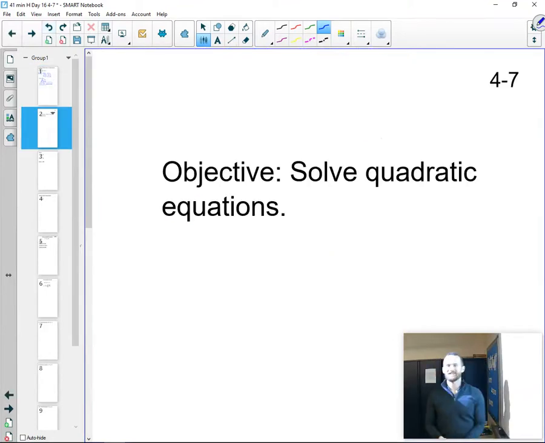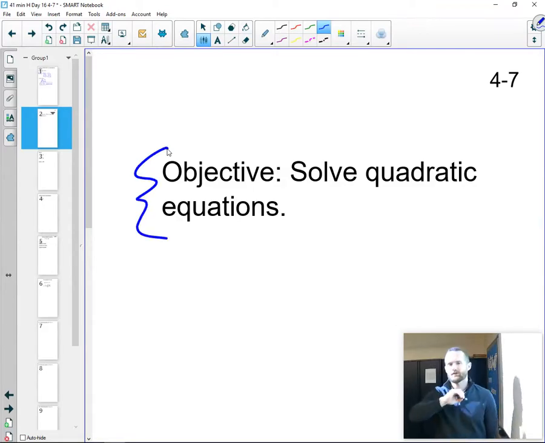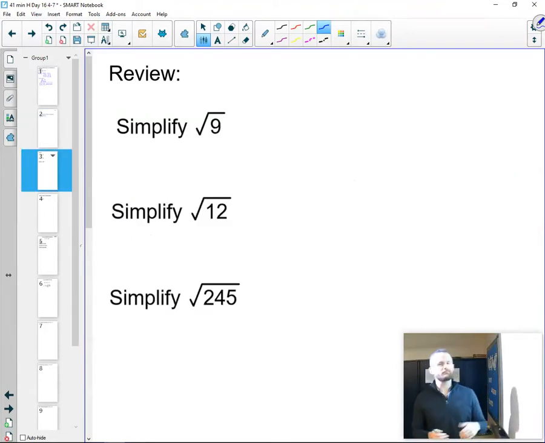Let's take a look at the objective. Today, we're doing Chapter 4, Section 7, and after today, we should be able to solve quadratic equations. Very similar to the objective of our last video. We're solving quadratic equations. But before we jump into today's equations, there's a few topics we need to remember from algebra. So let's take a look here. It says simplify the square root of 9, the square root of 12, and the square root of 245.